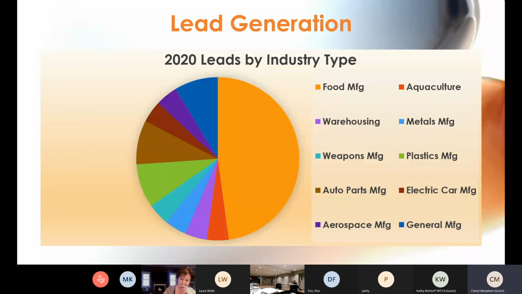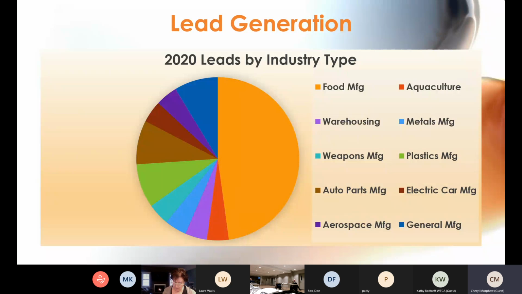So the 2020 leads from IEDC last year, the industry type. Again, these are the 38 that hit or included Marshall County. And you can see the majority of those were for food manufacturing or some sort of food processing, which in my opinion is a great subsector to have in your community.